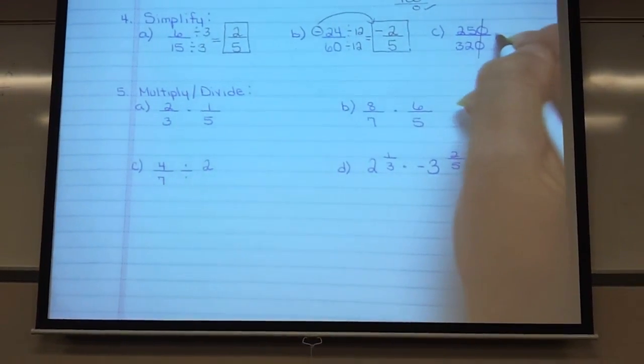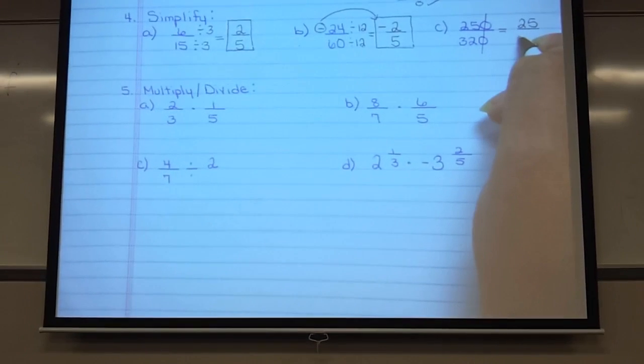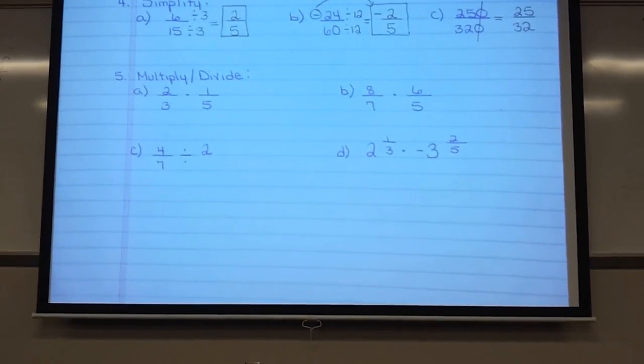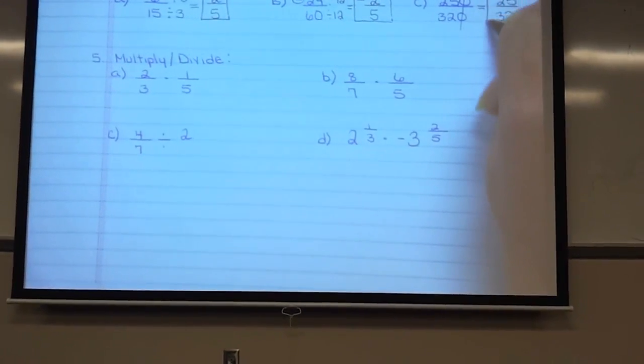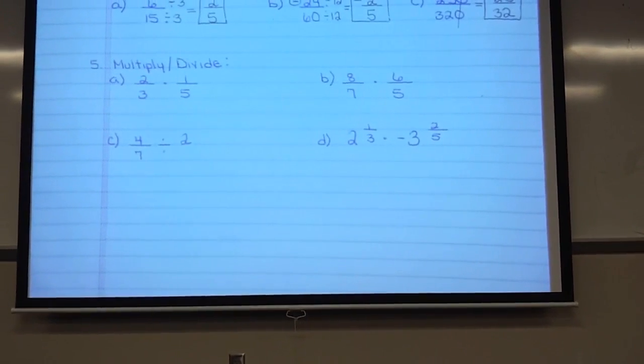So then it's just 25 over 32. It's technically dividing by 10, but to me it's nicer to just cross the zeros out. I don't even have to think about it. And then these numbers don't have anything in common.